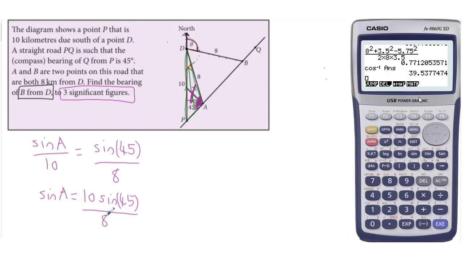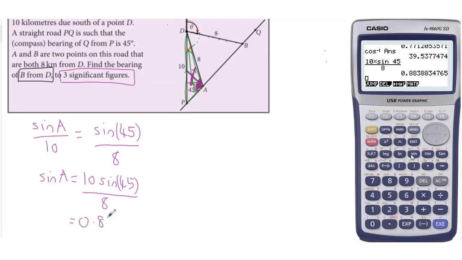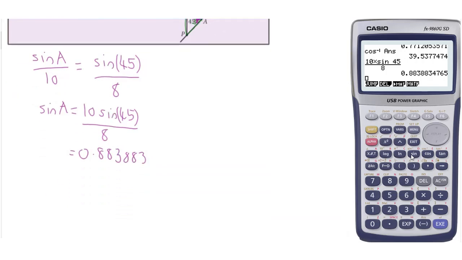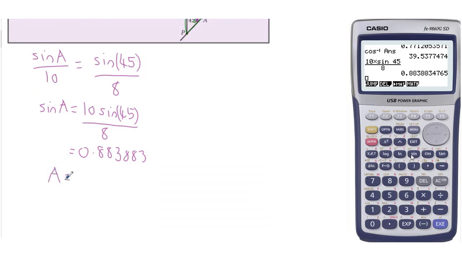So 10 sine 45 over 8. 10 times sine 45 over 8. So that gives us 0.883883. So that must mean A is the inverse sine of that. A equals arcsine 0.883883 dot dot dot.